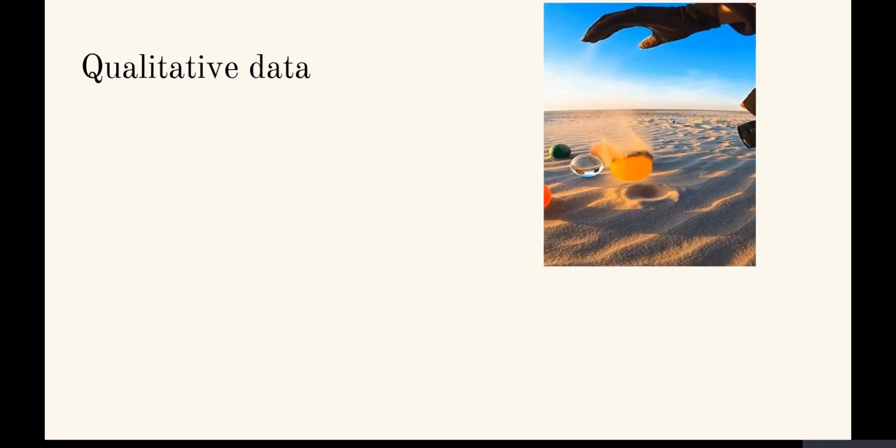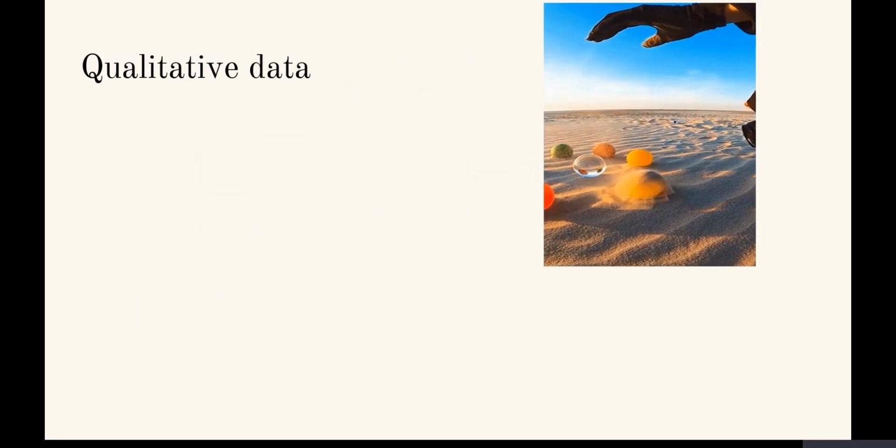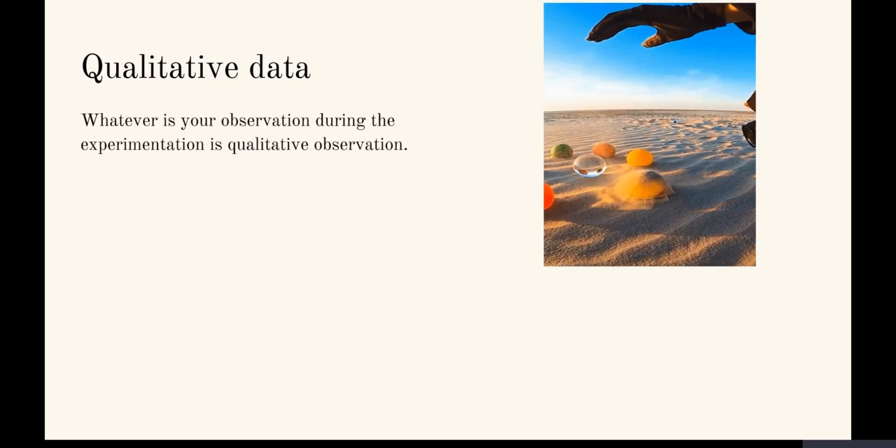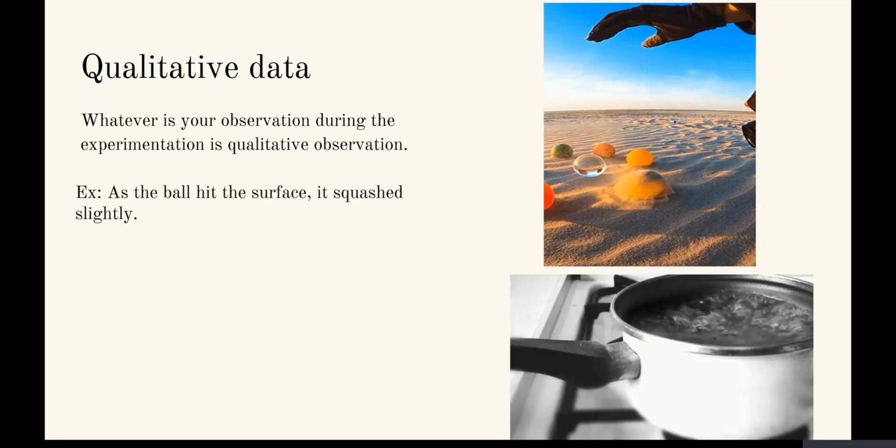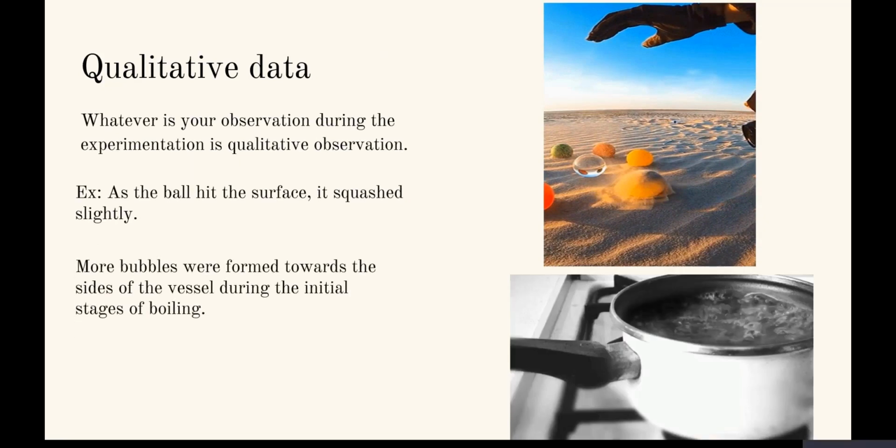As the data is being collected, it's equally important to note down the qualitative observations. These qualitative observations show your eye for detail. As an example, when the ball hits the surface, it's squashed. More bubbles were formed towards the sides of the vessel during the initial stages of boiling. Noting down these observations will become relevant while drawing conclusions or evaluating the method.